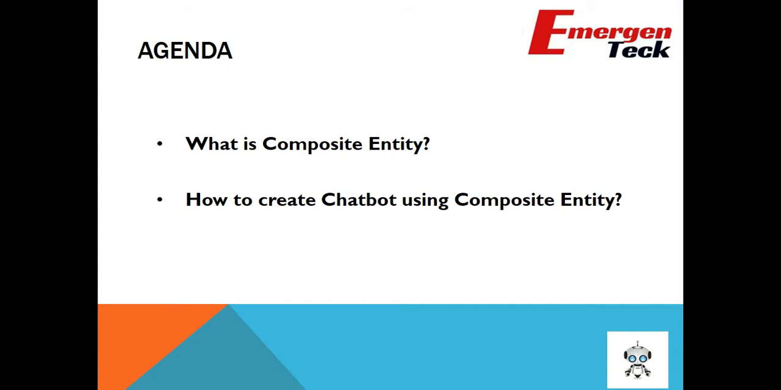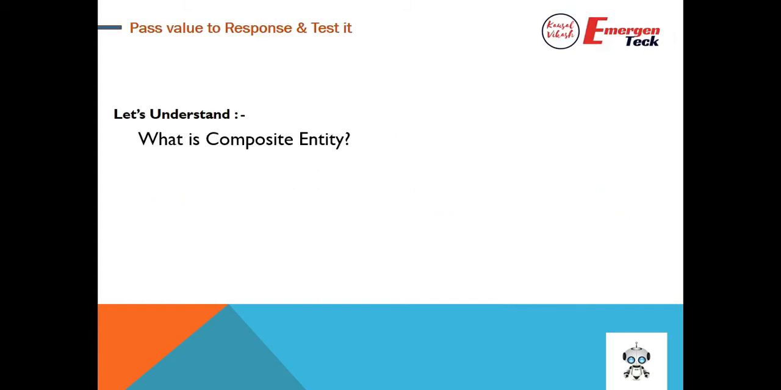In this session, we will be learning about what is composite entity and how to create a chatbot using composite entity. Let us first understand what is composite entity. Composite entity is used for choosing multiple options at a time in Dialogflow. For example, if the user wants to book an appointment for bike service such as tire change and upgrade. So here I am using Boolean logic, that is AND.